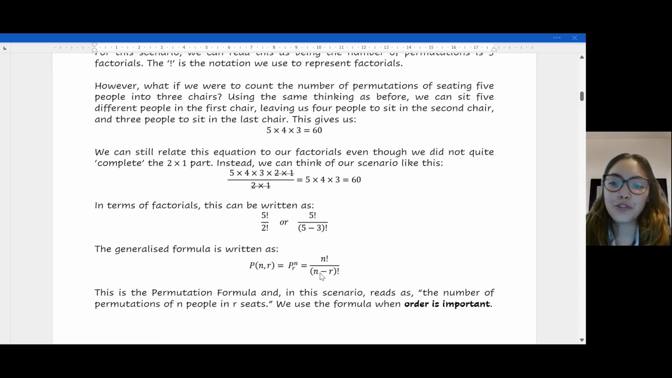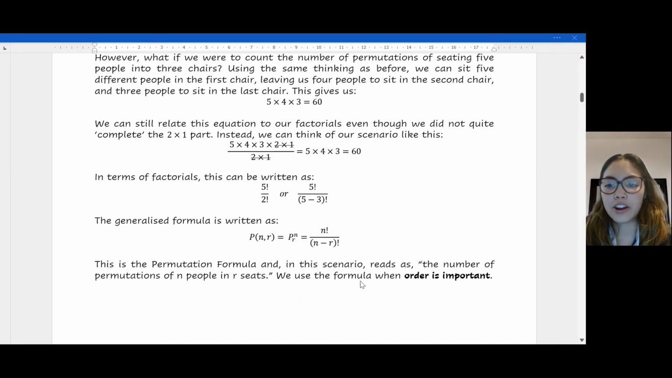So in general, the formula for this is nPr, equal to, and this is notation you might see a few times, n factorial over (n take away r) factorial. For this particular scenario, this reads as the number of permutations of n people in r seats. So of course, remember we use this formula when order is important.